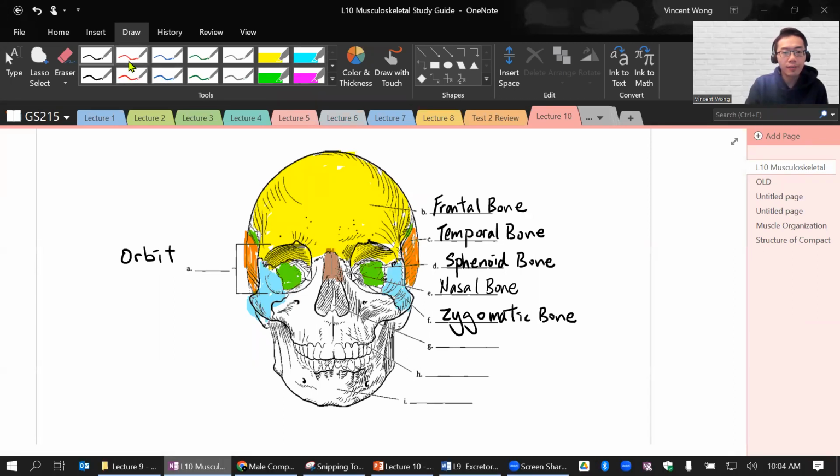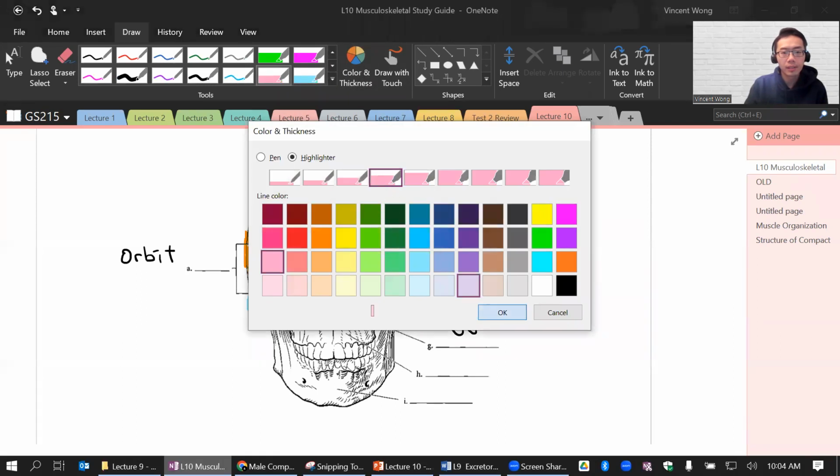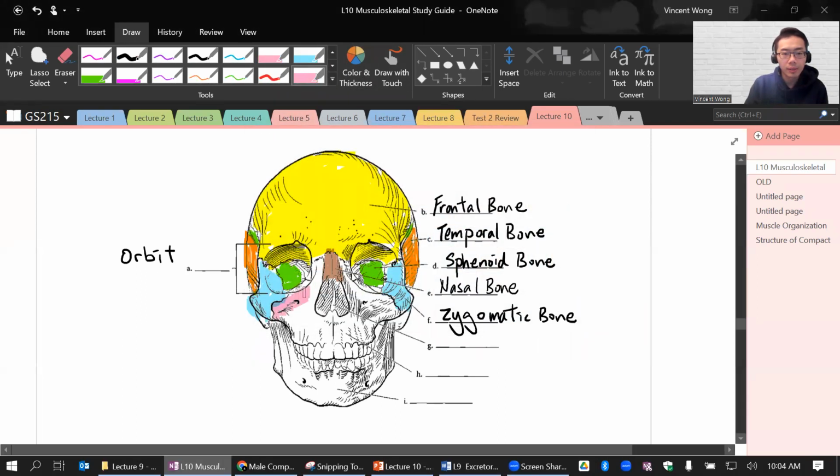Next, what else do we have here? Give me a second. Let's use pink here. We have this really big one. What is that one? Oh, I remember what bone I forgot. I'm going to go back in a bit to tell you. Which one is this though? Anyone?